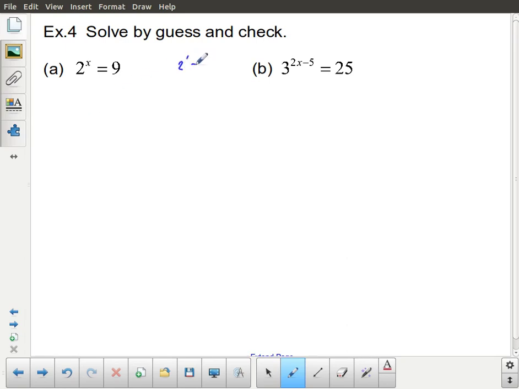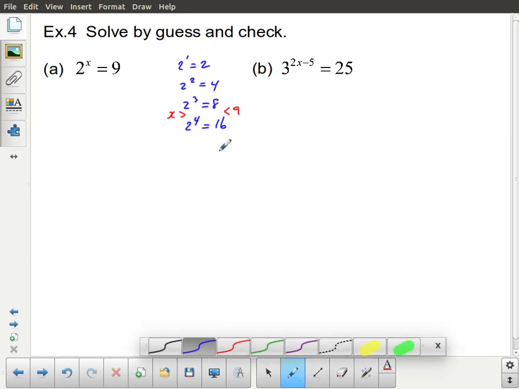So what are powers of 2? Well, we know that 2 to the 1 is equal to 2, 2 to the 2 is equal to 4, 2 to the 3 is equal to 8, 2 to the 4 is equal to 16. And so we can see that 9 fits in between the 8 and the 16. And so that means our answer, x, is going to fit in between 3 and 4. And it actually looks like it's going to be closer to 3 than it is to 4, because 9 is closer to 8 than it is to 16.